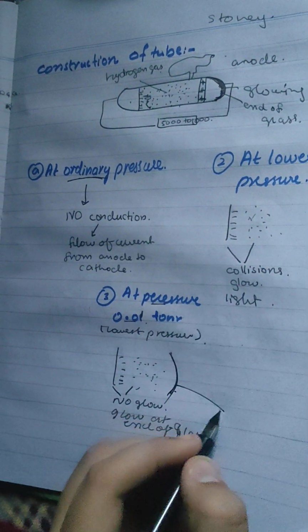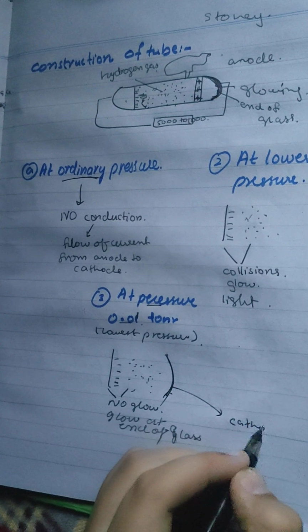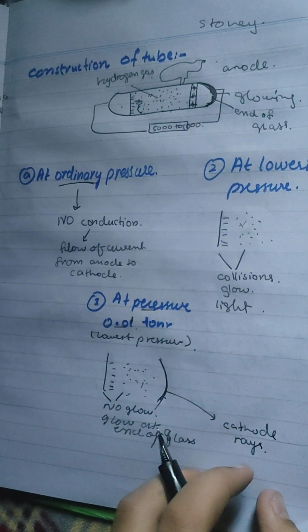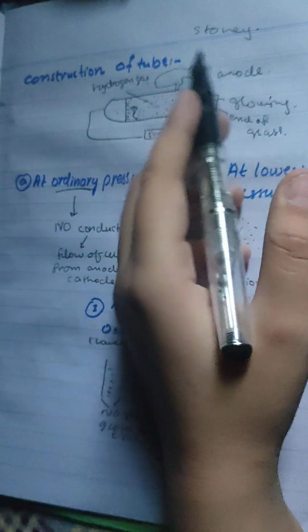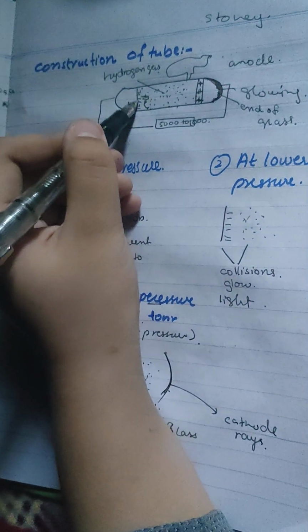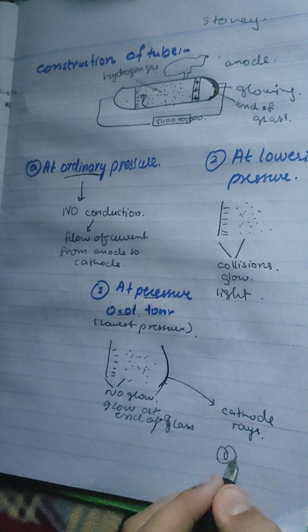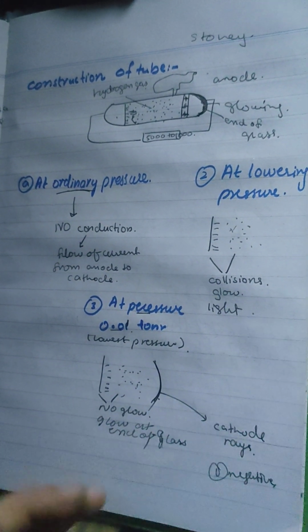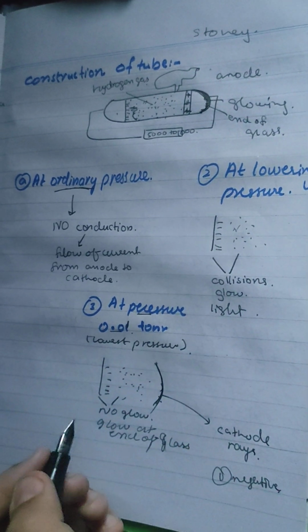Now let me tell you one more thing. After this glowing there will be cathode rays, and that was said by Stoney, that there is a particle with negative charge. There is a charge that is negative. With the help of the negative charge, there is a glow at the end of the glass.